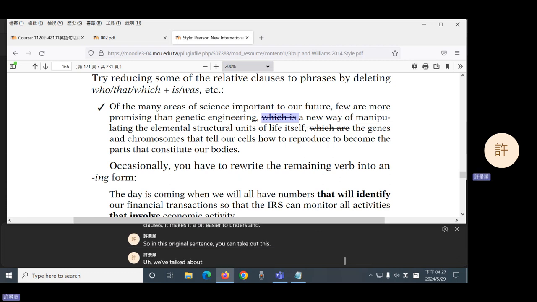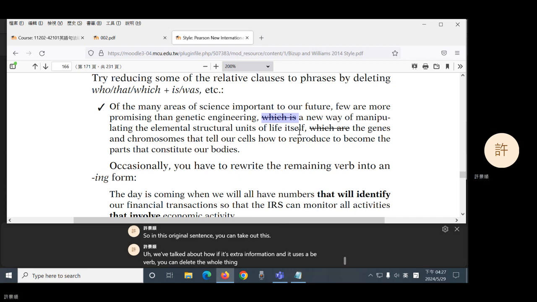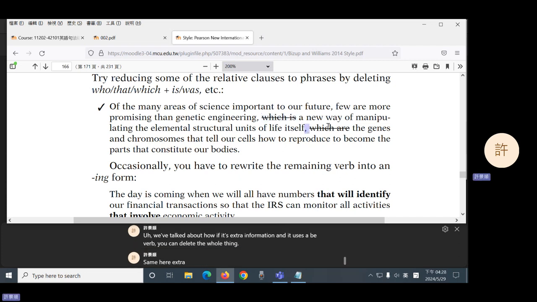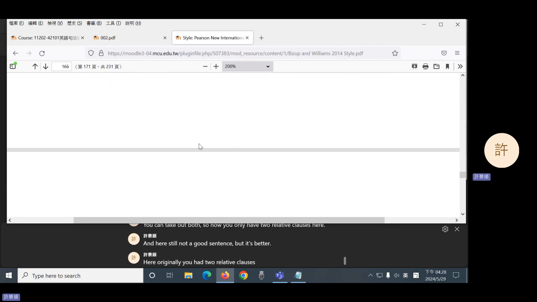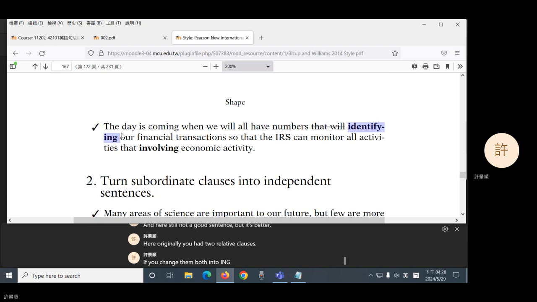We've talked about how if it's extra information and it uses a be verb, you can delete the whole thing. Same here, extra information, be verb, you can take out both. So now you only have two relative clauses here and here. Still not a good sentence, but it's better. Here originally you had two relative clauses. If you change them both into ing, suddenly you have no relative clauses.